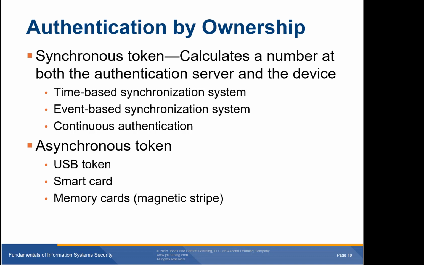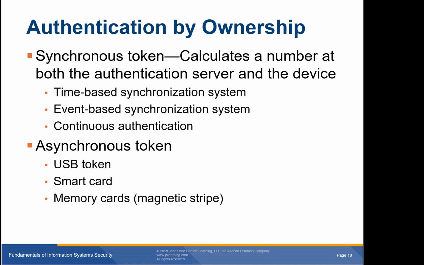And finally is continuous authentication. This is used by systems that continuously validate the user's identity. This is often done with proximity cards or other devices that continuously communicate with the access control system. If the user walks away from the desktop and steps outside the range of the access control detector, the system locks the desktop.